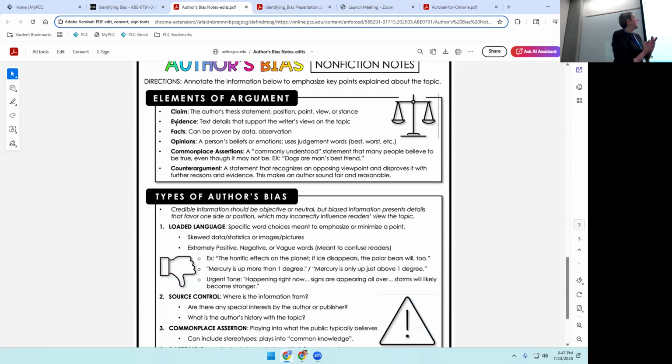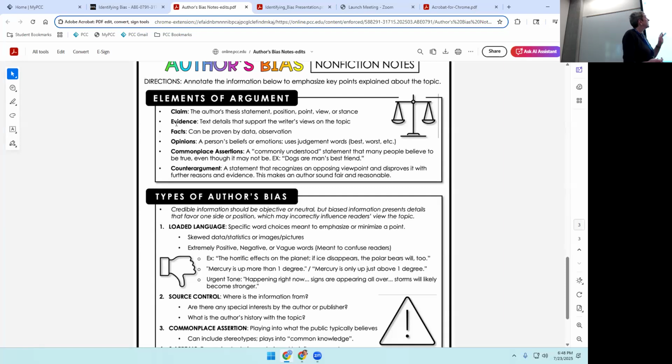So again, we've got that claim. This is on the third page. The claim has the author's thesis statement. It's going to let you know the position, point of view, or stance. The evidence are all of those details that we're using to support it. Facts better be proven by data and observation. There should be some way that we are proving them for them to be facts.